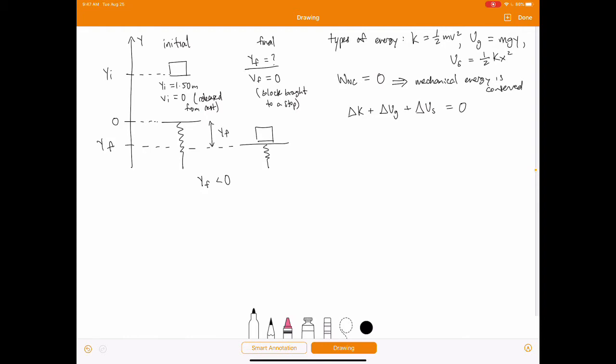So if I look at delta K, what's my final kinetic energy? Well, it's 0 because the block has been brought to a stop. What's my initial kinetic energy? It's also 0 because the block starts from rest. If I look at delta U_G for gravitational, well, my final value is mg y final. And my initial value is mg y initial.